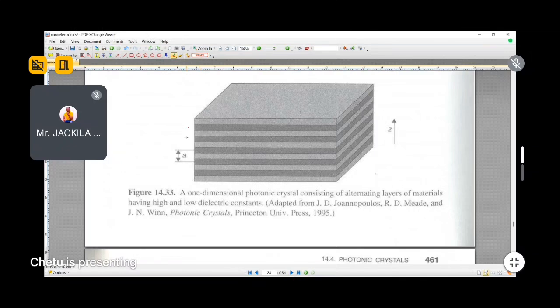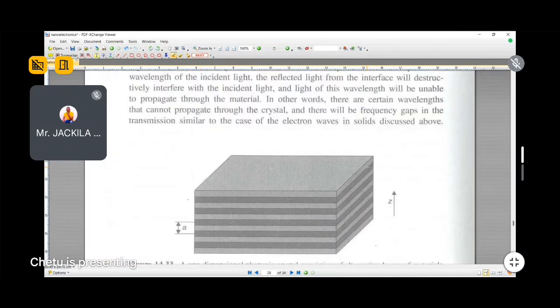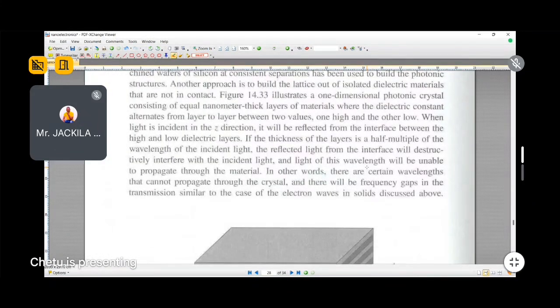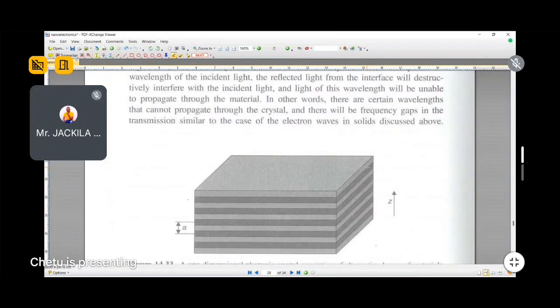And we have an ellipsometer in our research lab. Basically this instrument can give you an idea of this multi-layer system.